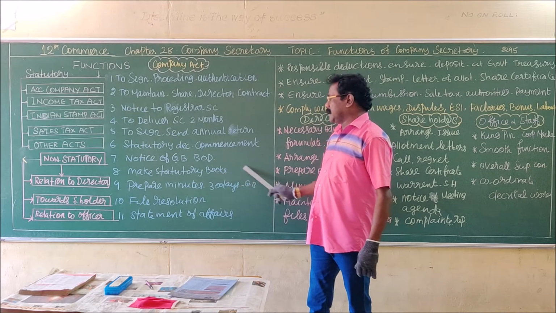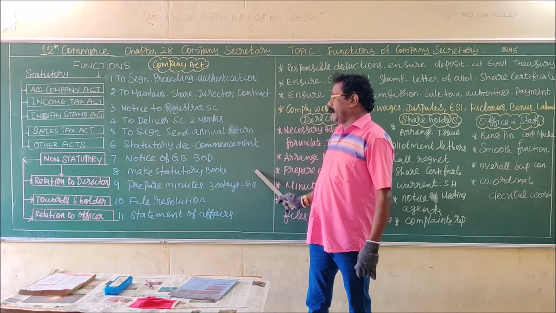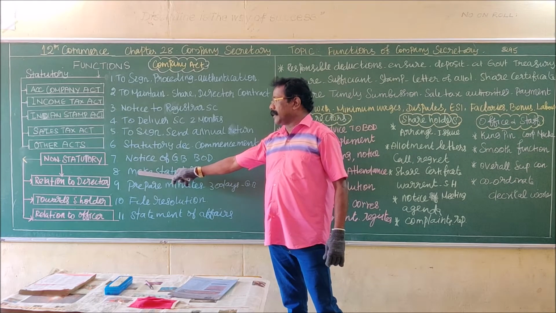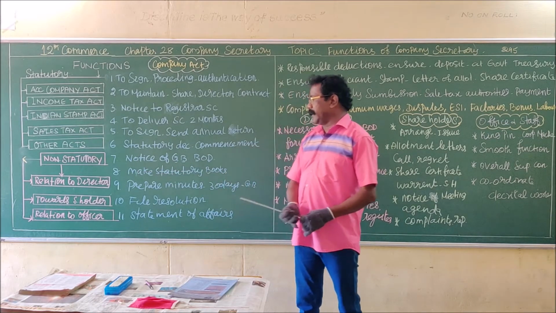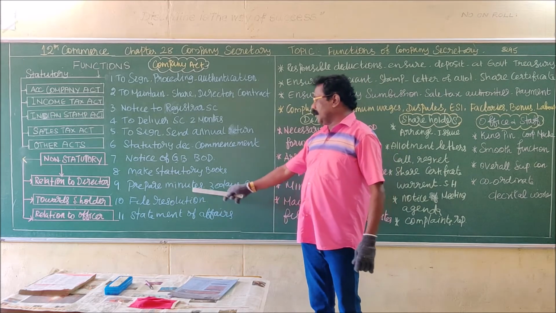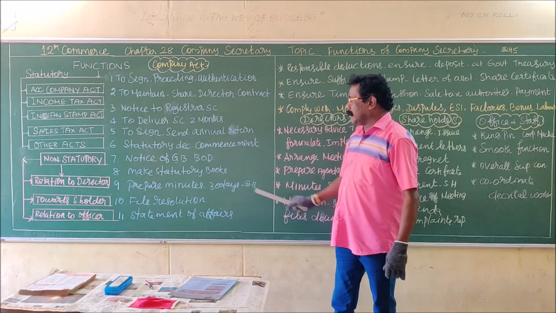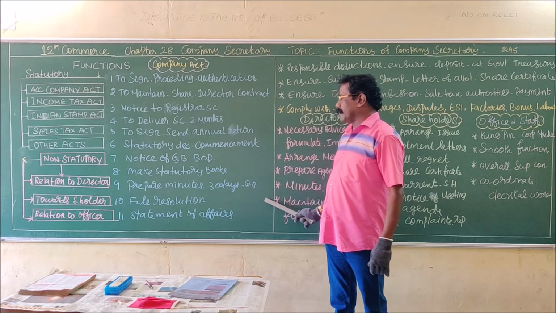Then maintaining of various statutory books. The number of registers or books to be maintained by the company are all to be maintained by the secretary. It is another important function of the secretary. Then preparing the minutes within 30 days of the general body meeting and the board meeting.